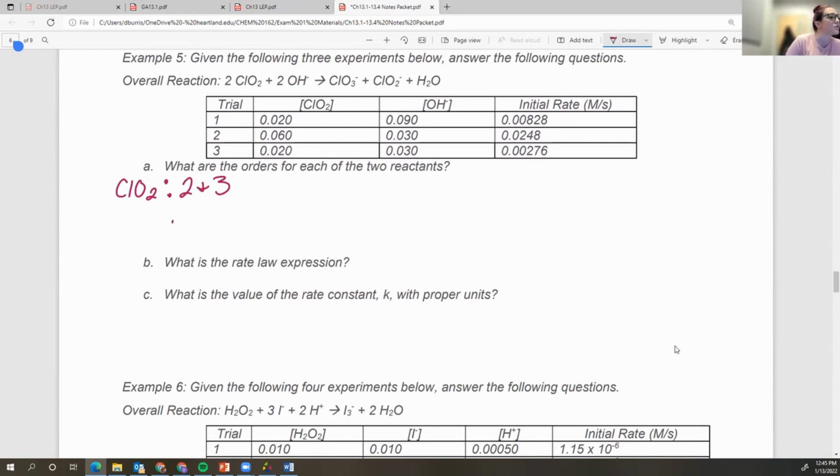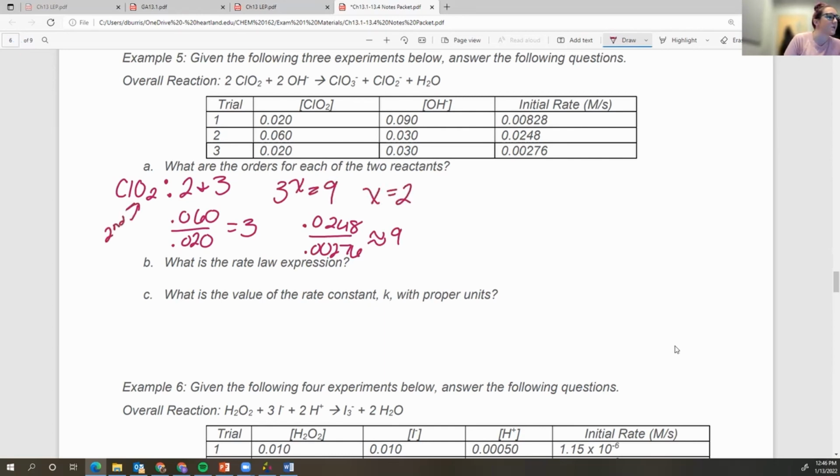And it looks like I tripled my concentration. Okay, so that's 3, right? I tripled the concentration. And I can see what happens to the rate. If you want to do the math, you can. 0.0248 over 0.00276 is about 9. Okay, so I'm going to actually do it up here. 3 to what power is 9? Well, X is 2. So this one is second order.